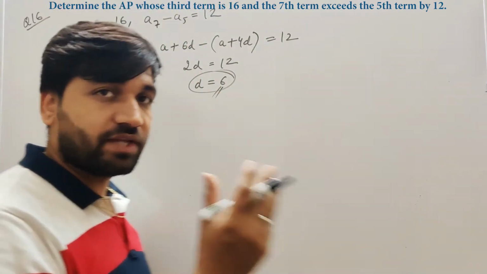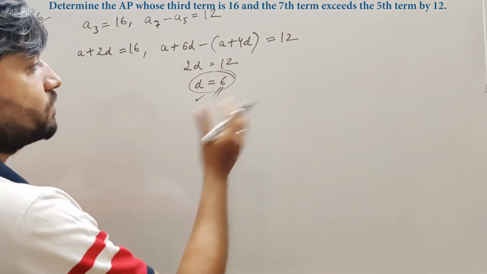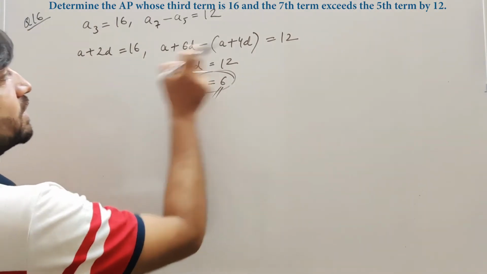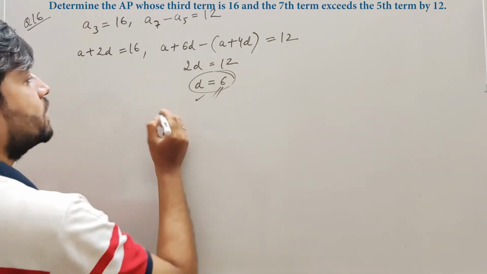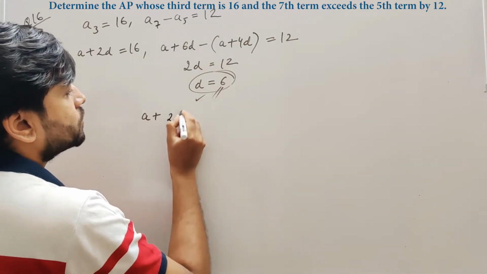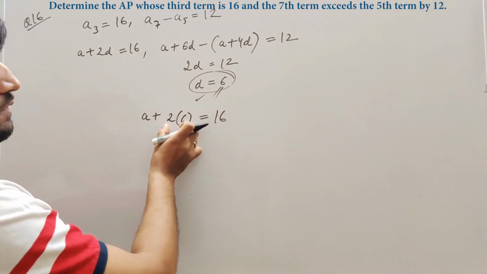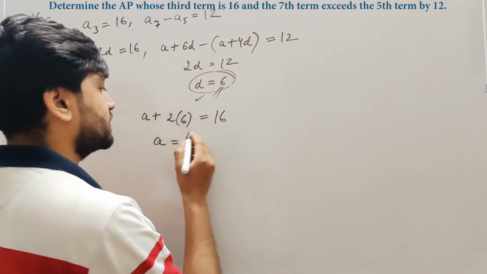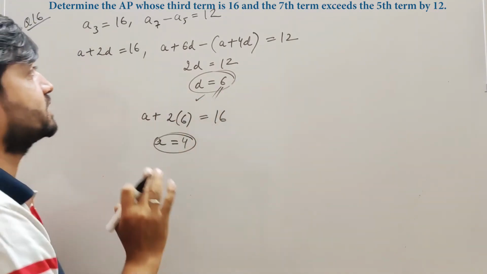So what do you need to find the AP? You need A and D values. D value we've already got. To find A value, I substitute this value in one of the equations. So let us say I substitute it here, D equals 6. So I'll get A plus 2 into 6 is equal to 16. So A value will be, this 12 becomes minus 12, 16 minus 12 gives you 4. So A value we get as 4, D value we get as 6.